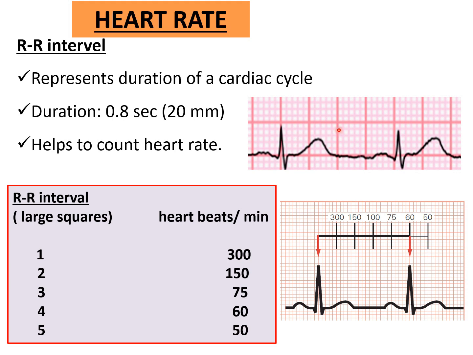Again, if the next R wave is here, you have two large squares. So if there are two large squares, the average heart rate will be around 150. Again 3 means 100, 4 means around 75, and so on. That may not be exactly 60, but very close to 60 you can consider. This is the heart rate here.